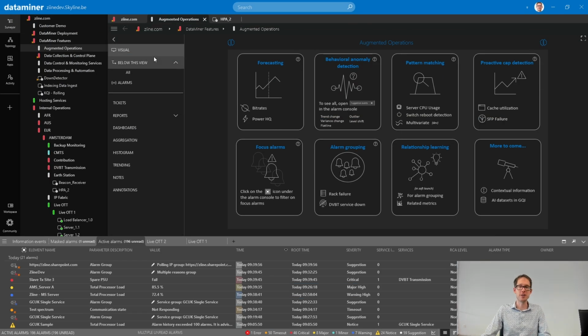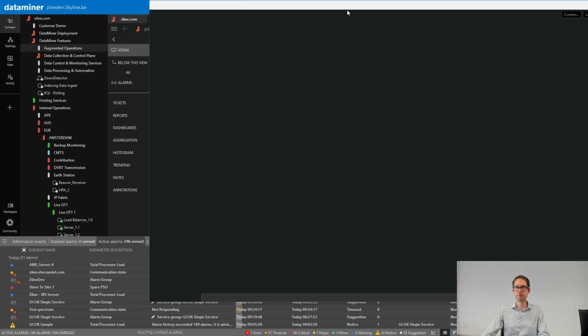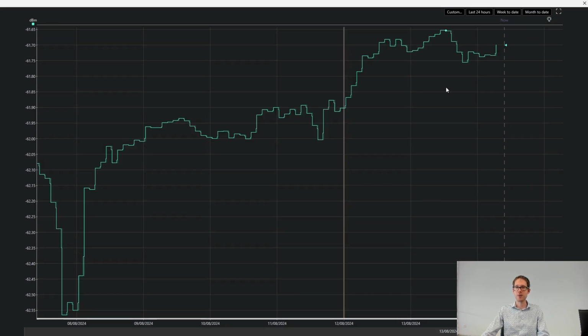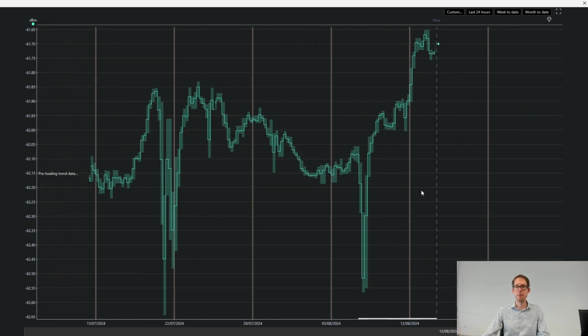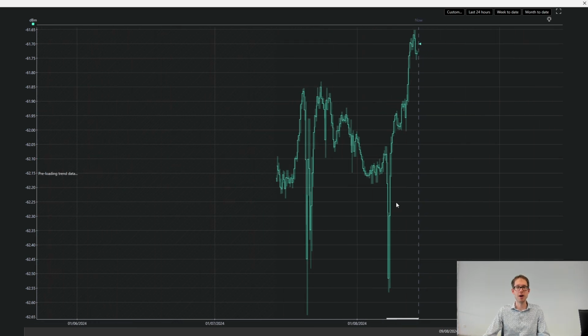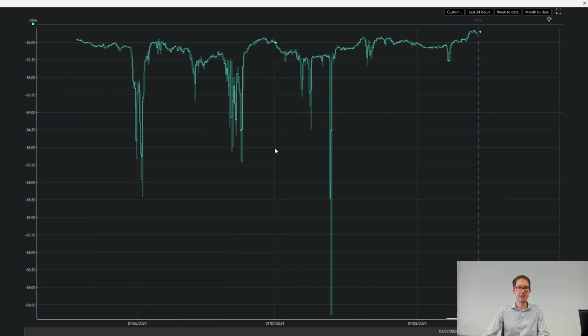This one is on another system, but okay, don't worry about that. We're going to focus on the related metrics demo. Let me open this one. All right, what am I seeing here? Well, here I'm seeing the signal level of a beacon receiver. And let me zoom out a little bit to see nicely the historical behavior. Now, maybe you're looking at this signal level and you notice these spikes, basically. And you're wondering, what's going on?